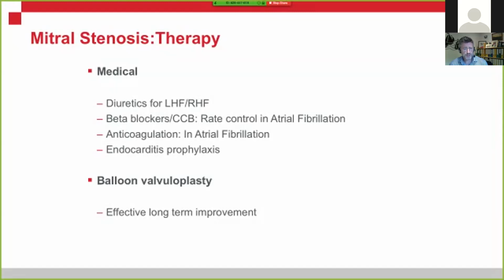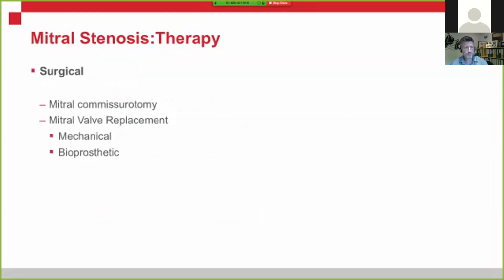Looking at intervention, balloon valvuloplasty is certainly an effective long-term treatment and less invasive than open surgery. Surgical options are either mitral commissurotomy or mitral valve replacement, which can be either mechanical or bioprosthetic. Again, if it's mechanical, then obviously they need to stay on lifelong warfarin.